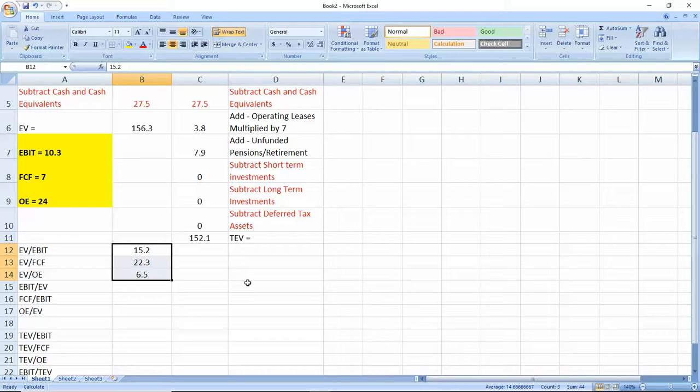So again, if you have done everything up to this point, you know, at least on a preliminary basis, that is, to me, overvalued. I look for anything under 8.